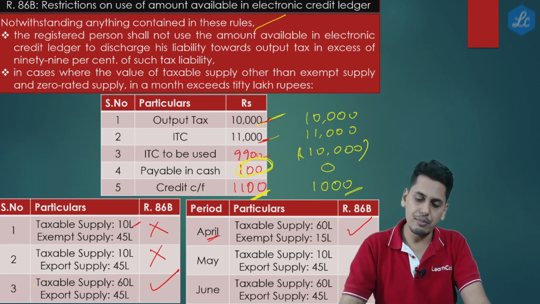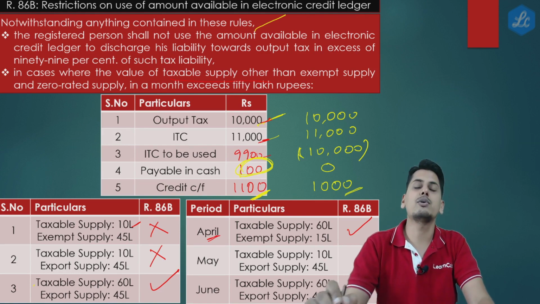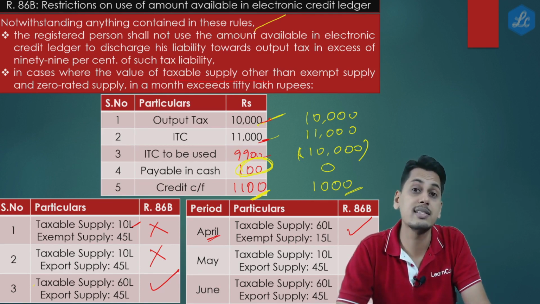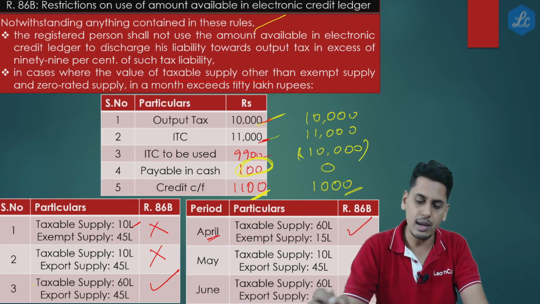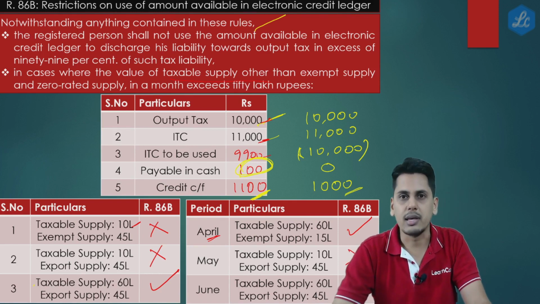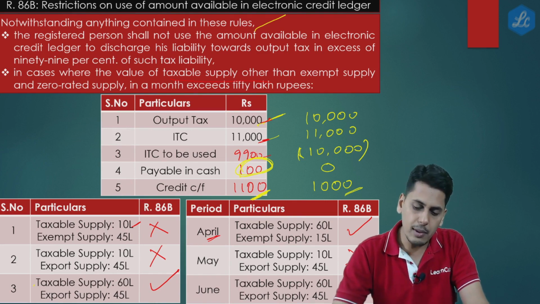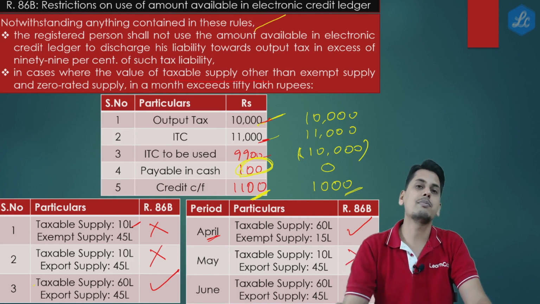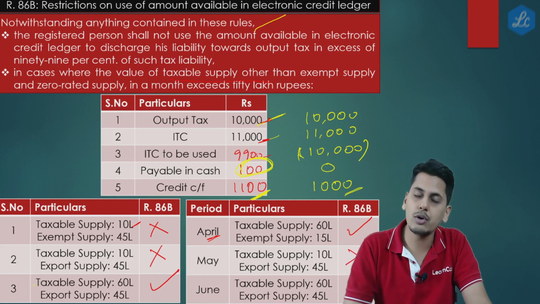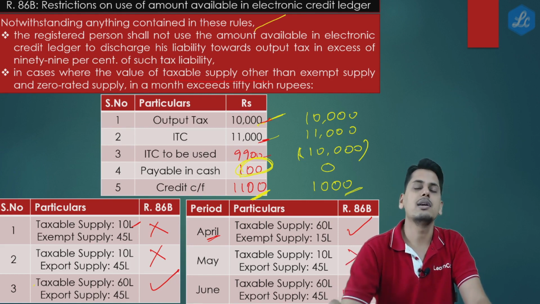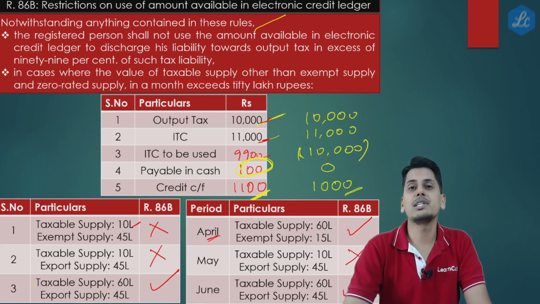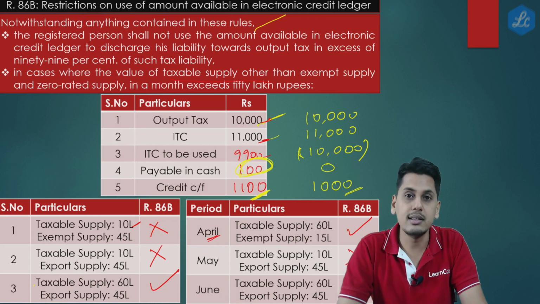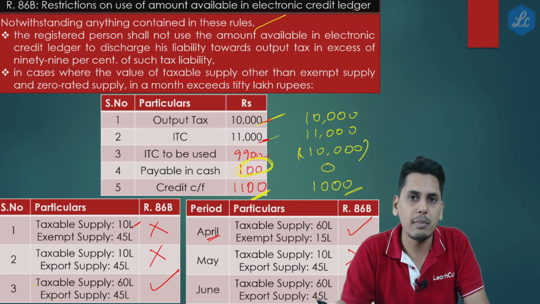So friends, for the month of May, let's say my taxable supply is 10 lakhs, export supplies are 45 lakhs. So does my taxable supply other than exempt supply and zero rated supply exceed 50 lakh rupees? The answer is no. So therefore 86B is not applicable for the month of May. For the month of June, let's say taxable supply is 60 lakhs, export supply is 45 lakhs. Does my taxable supply other than exempt and zero rated supply exceed 50 lakh rupees? The answer is yes. So therefore 86B is applicable. So friends, the conclusion which we are arriving at is, as regards the applicability of 86B, it needs to be checked on a month-on-month basis.